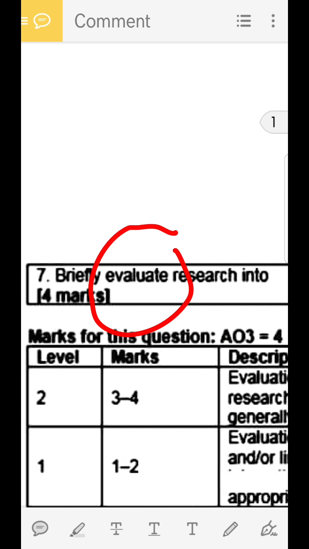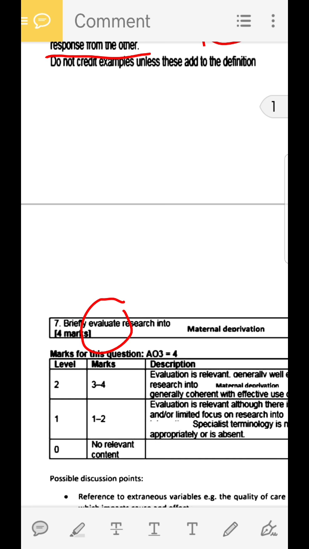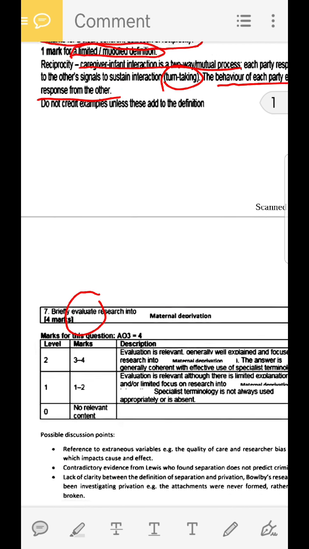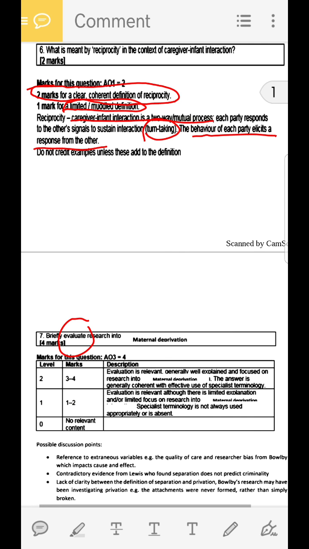So you should know by now at A-level psychology that to evaluate means to give strengths and weaknesses. A number of you just clearly didn't understand what this word actually meant, and a lot of you were describing the theory and also describing research studies. Now, there were 3 different kinds of responses to this question, and I'm going to take you through each one and say which one was the best and which one was the worst.